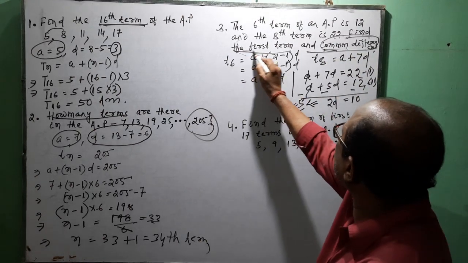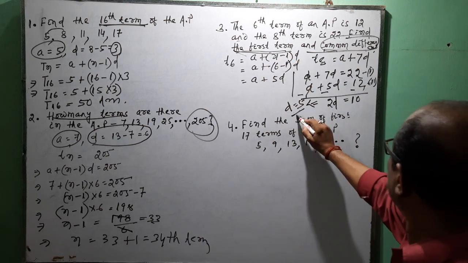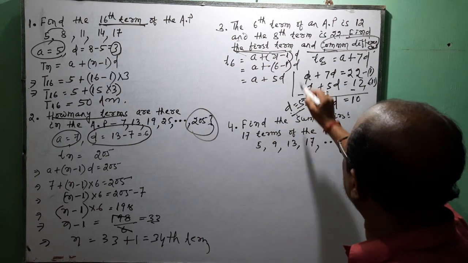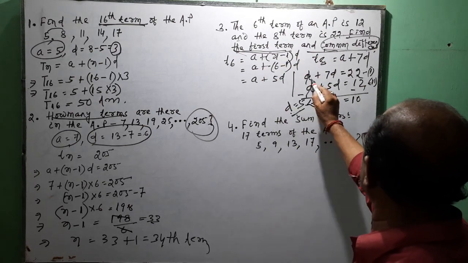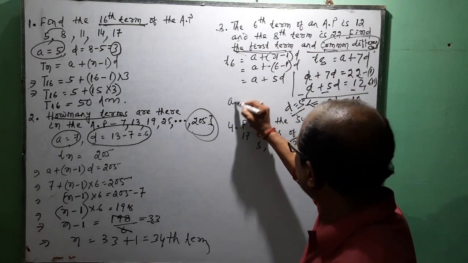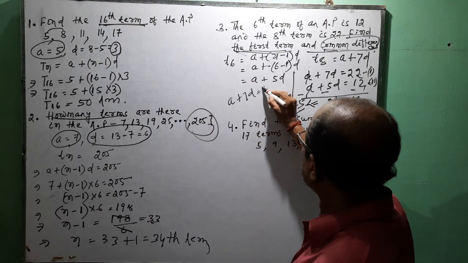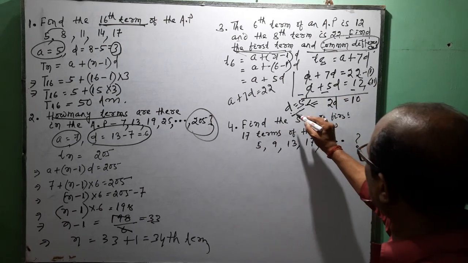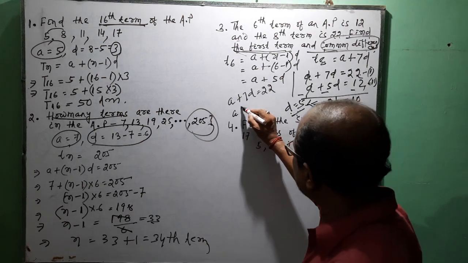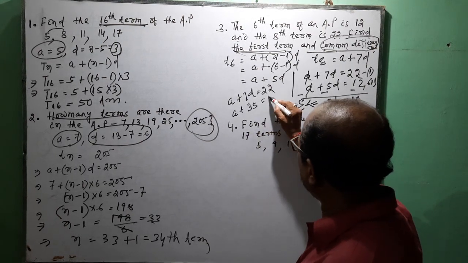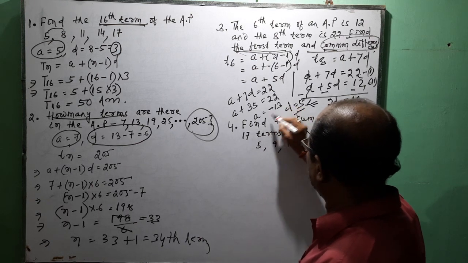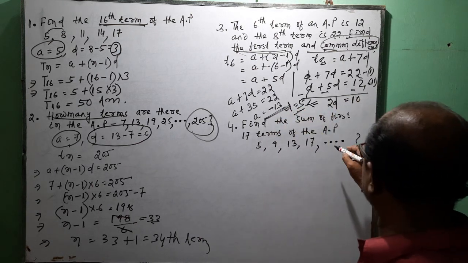But what is the first term? D is equal to 5. The equation is A plus 7D is equal to 22. So when A plus 35 is equal to 22, A is minus 13. This is the answer.